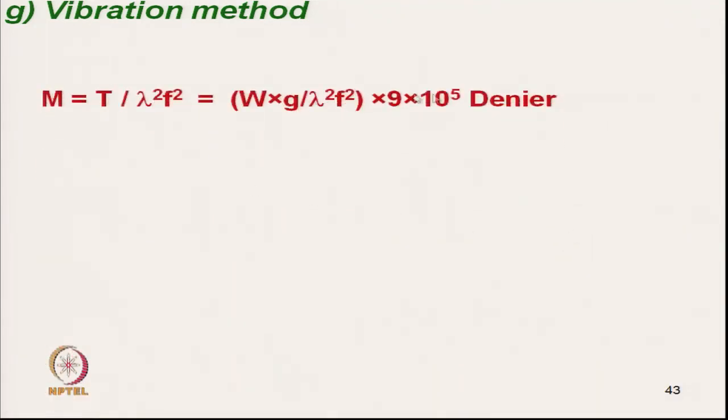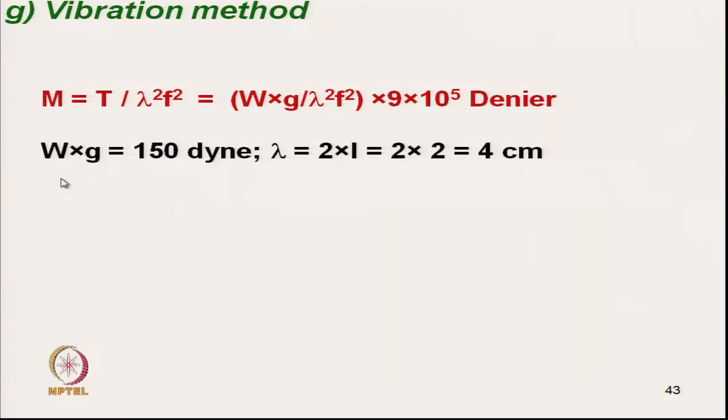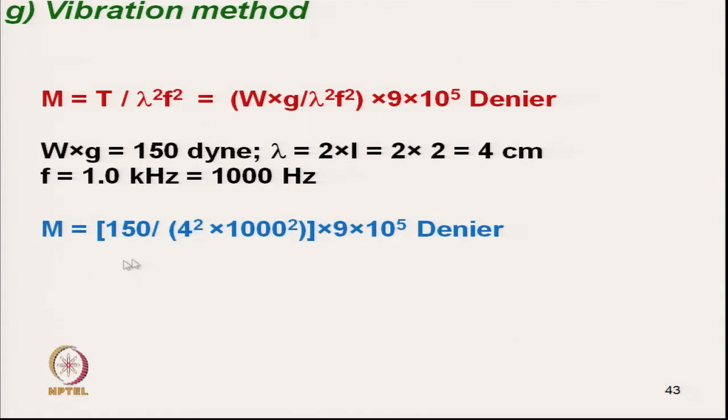This is the formula for denier, as we have known. Here Wg is nothing but the dyne, and this is the length. Lambda is equal to twice L, so it is 4 centimeters, and the frequency f is 1 kilohertz, that is 1000 hertz. So we can simply replace these values: 150 by 4 square, 150 by 4 square, multiplied by 1000 square, then 9 multiplied by 10 to the power 5.